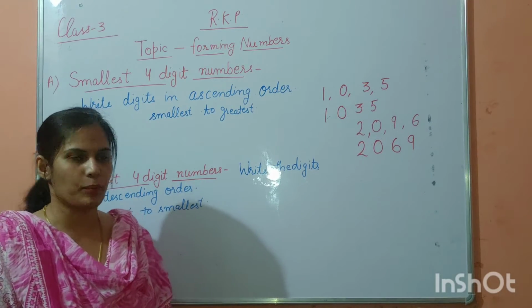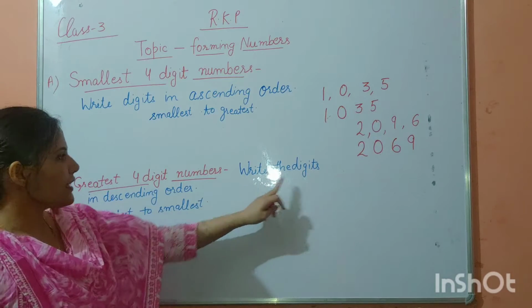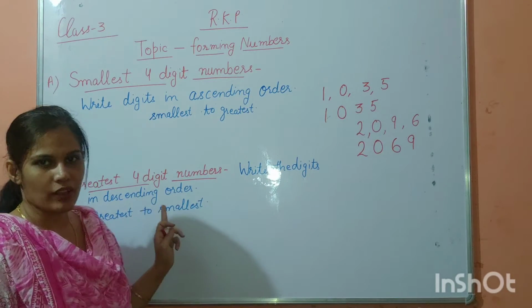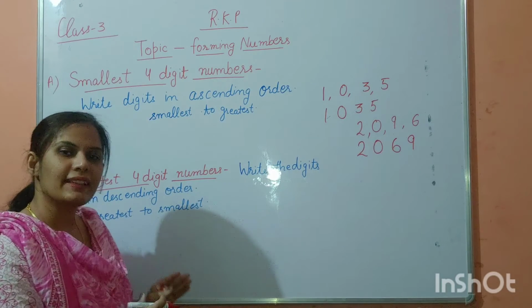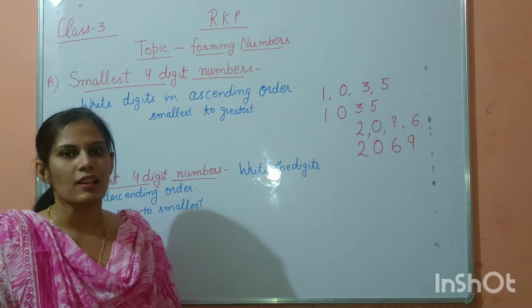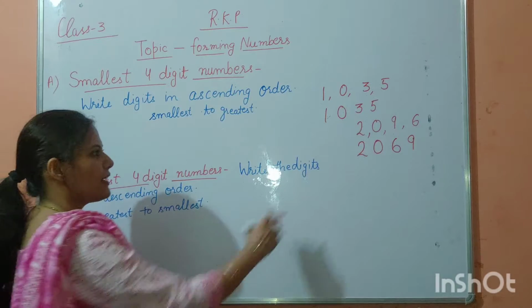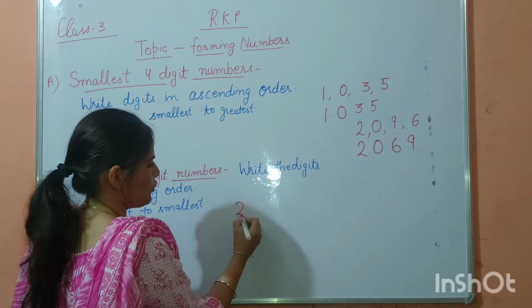Similarly, the greatest 4-digit number. How to get the greatest 4-digit number? Arrange the digits in descending order. Descending order means first the greatest number will come, then the smallest number will come. Okay students, let's take this example again.